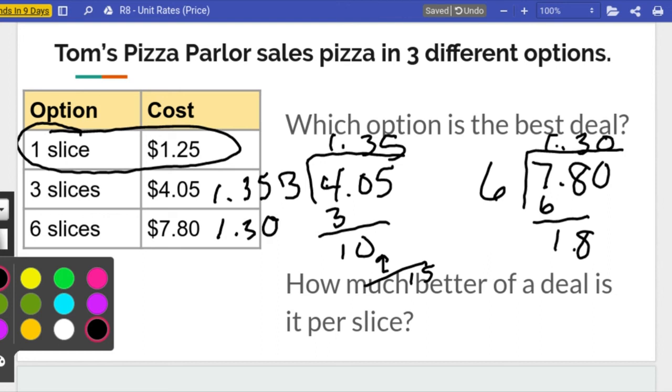So it looks like the 1 slice option is the best deal because you're only paying $1.25 for each slice. So how much better is it of a deal? So let's compare it to the next one, which is the 6 slices down here, which is $1.30 per slice. So the 1 slice option is 5 cents per slice cheaper. It's 5 cents per slice because we're comparing how much it is for one slice. So how much better of a deal is it per slice? It is 5 cents per slice cheaper.